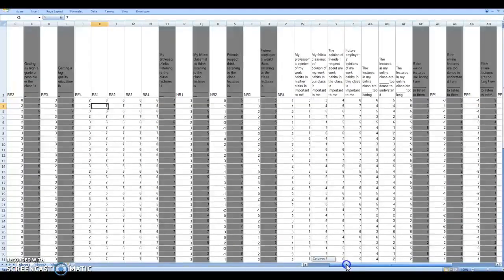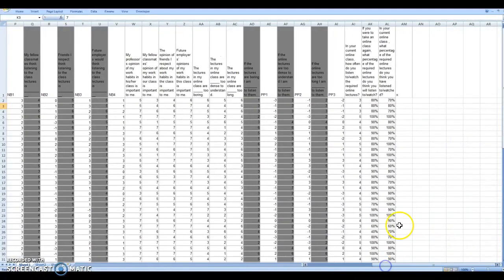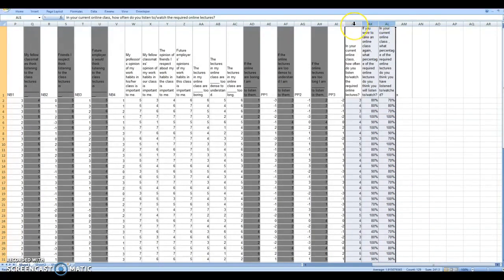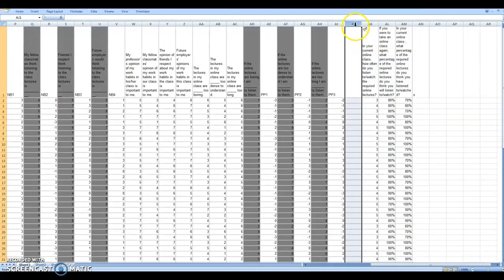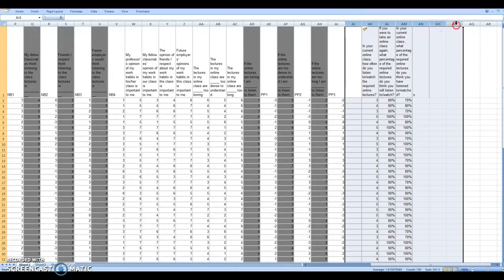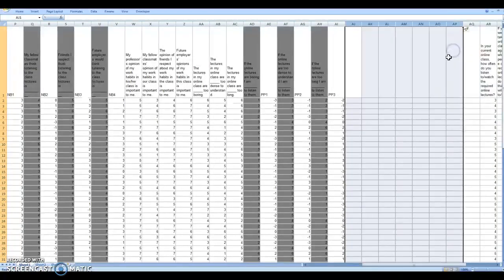I'm going to scroll over, and here are my last 3 questions, and those are about intention, how likely people are to engage in a behavior. I'm not going to deal with that right now, but what I am going to do is insert a column. Actually, I'm going to end up inserting a bunch of columns, so I'm going to highlight over a few spaces to insert.